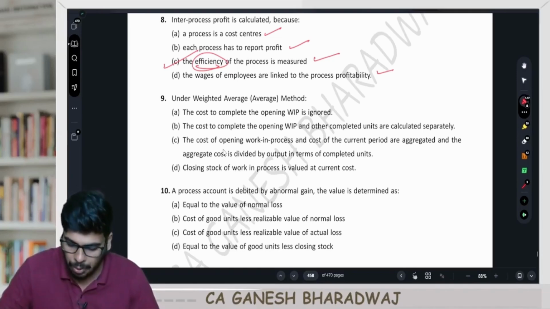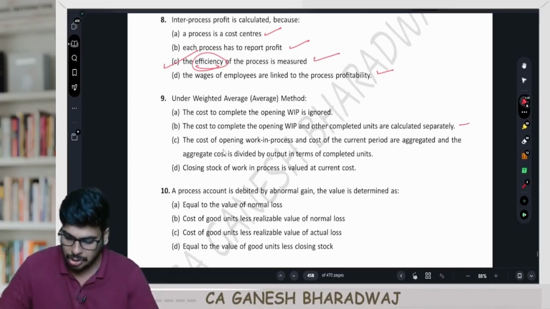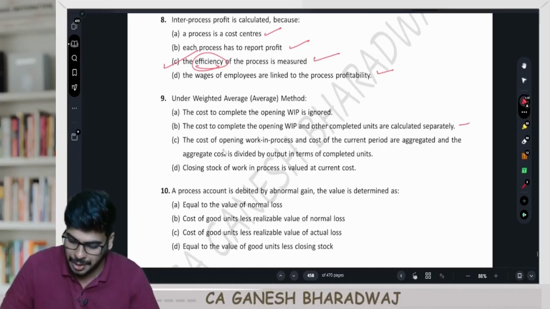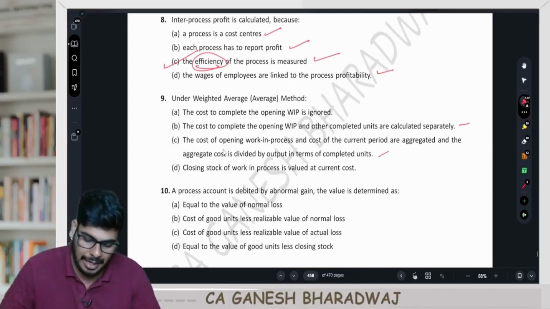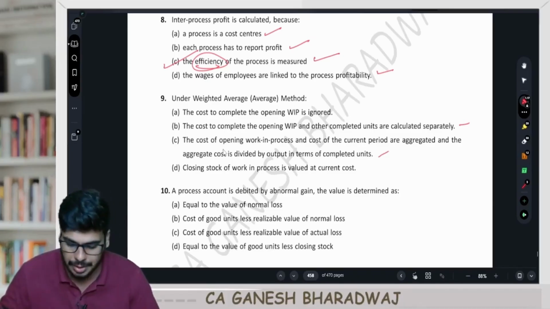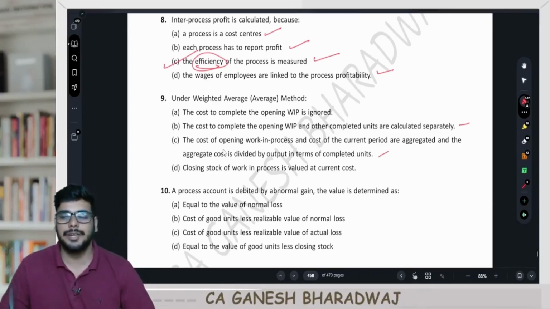A: the cost to complete the opening WIP is ignored. B: the cost to complete the opening WIP and other completed units are calculated separately. C: the cost of opening WIP and the cost of current period costs are aggregated, and the aggregated cost is divided by output in terms of completed units. D: closing stock of WIP is valued at current cost. A, B, C, D, which one is correct? Read and answer.